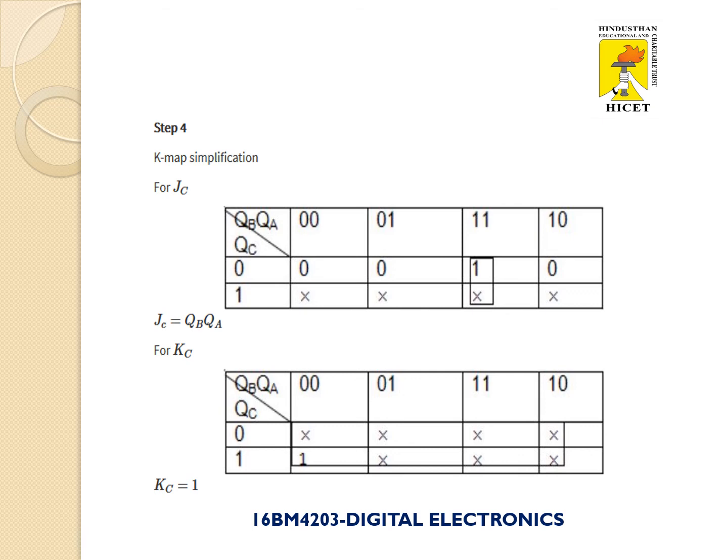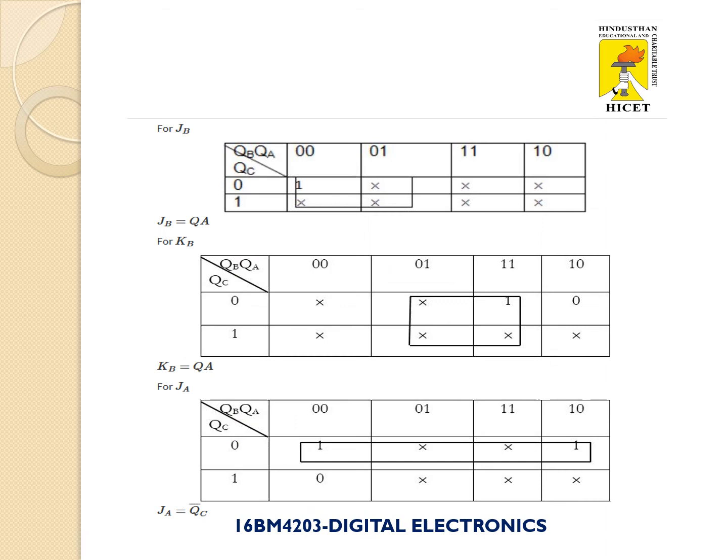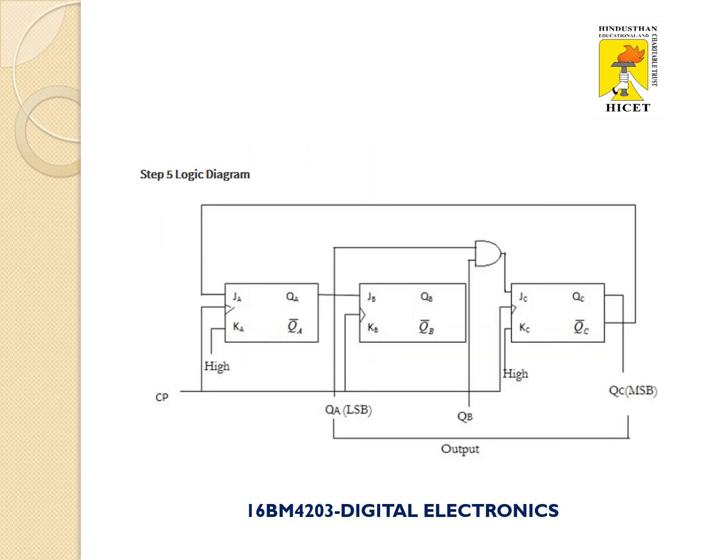After entering, grouping, then you can obtain some expression. Similarly, develop a 3 variable K-map for KC, then JB, KB, JA, KA. You have to develop six 3 variable K-maps, then obtain the expression after grouping. Then finally, this is the logic circuit of the modulus 5 counter.